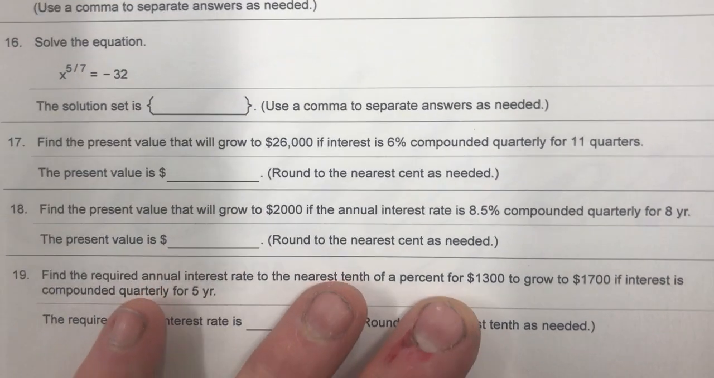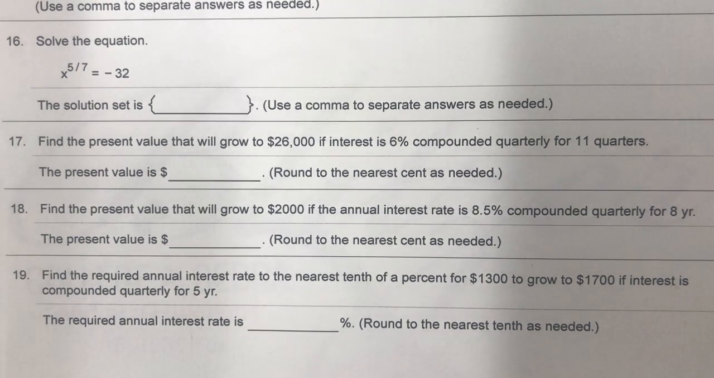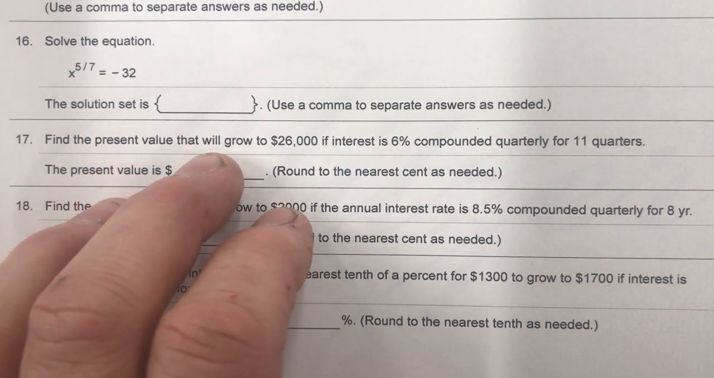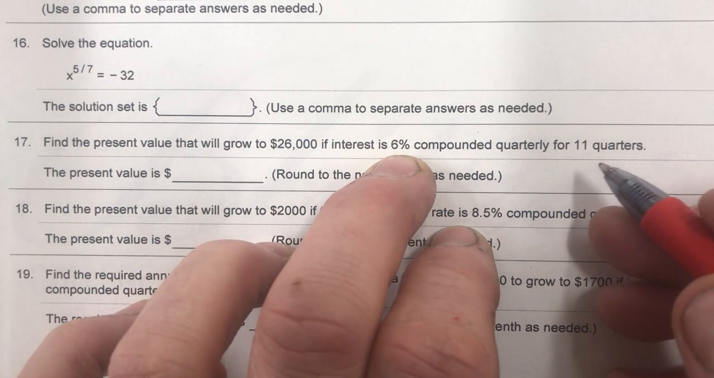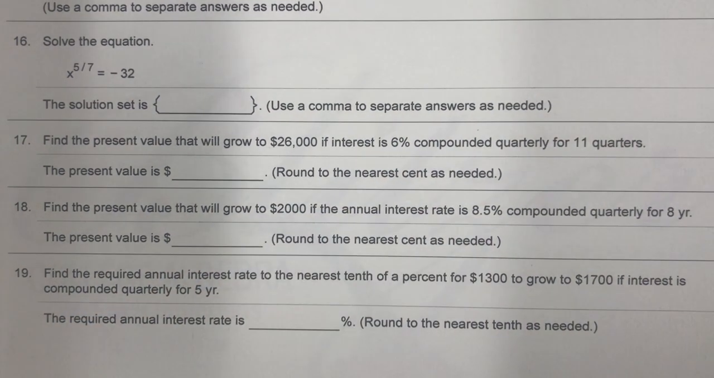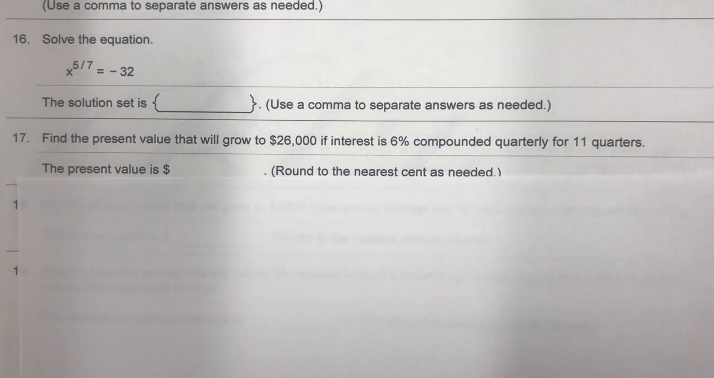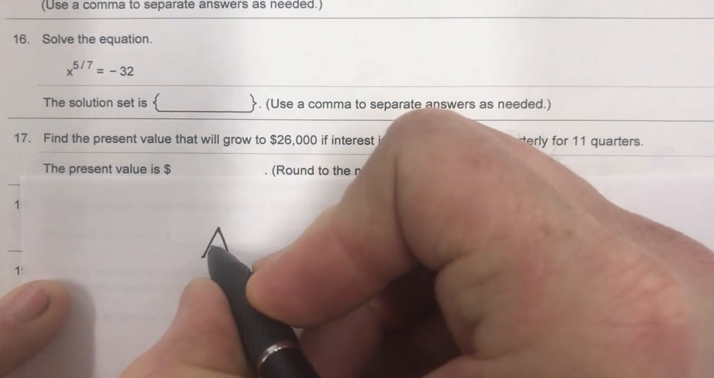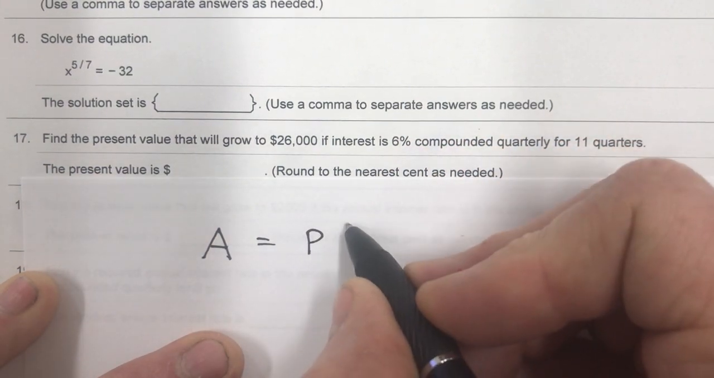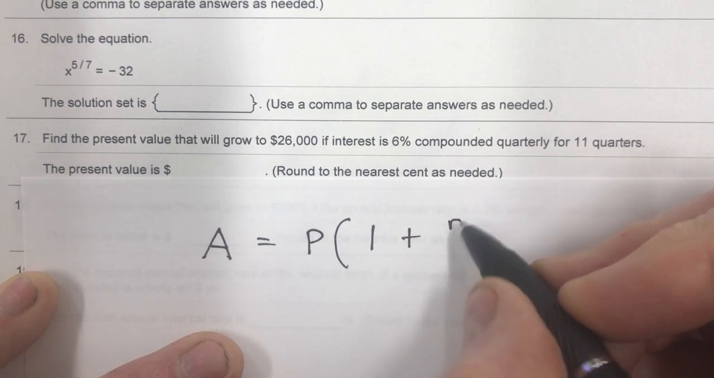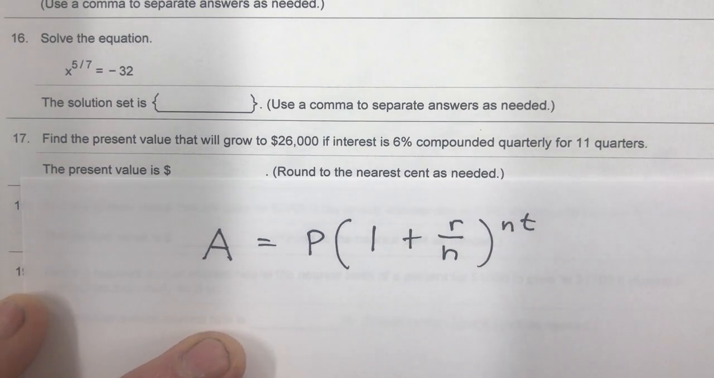Okay, then we've got some interest problems. Number 17 says, find the present value that will grow to $26,000 if interest is 6% compounded quarterly for 11 quarters. All right. So we have this equation: your accumulated value A equals your present value, or your principal, P, times 1 plus r, your interest rate, divided by n, to the nt power. This is the equation we use for this.